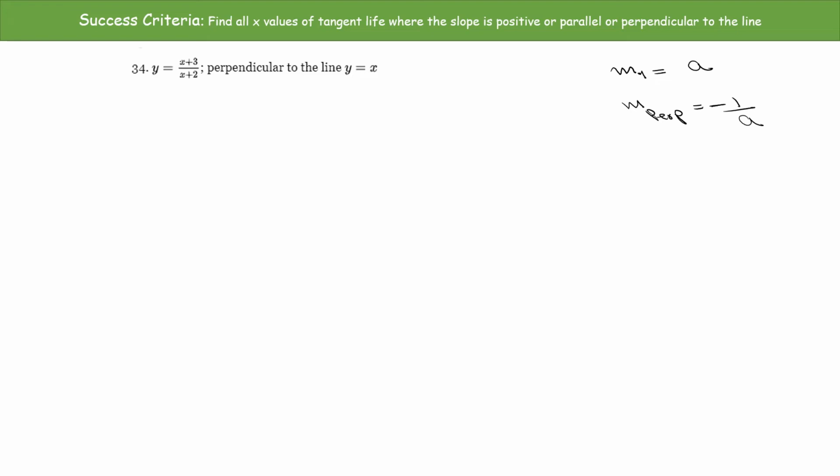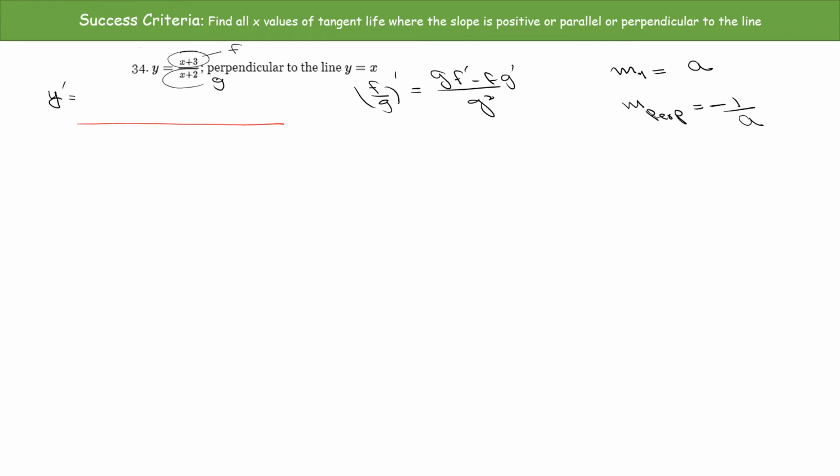Okay, so now the idea is the same. Take the derivative. In order to take the derivative, we will apply the quotient rule. So in your case, f is x plus 3 and g is x plus 2. So our formula is g f prime minus f g prime over g square. So this is the formula of the quotient rule. Now let's try and apply the formula.